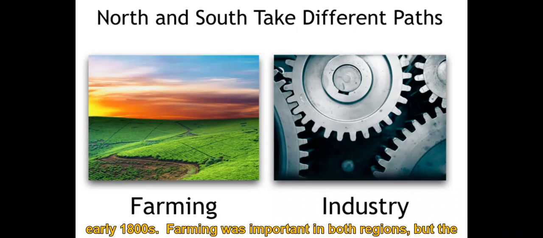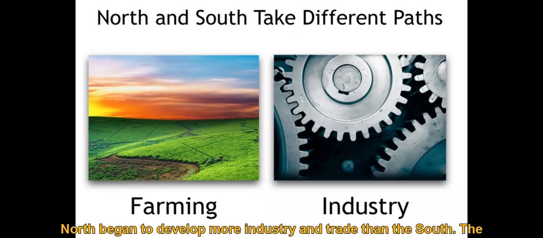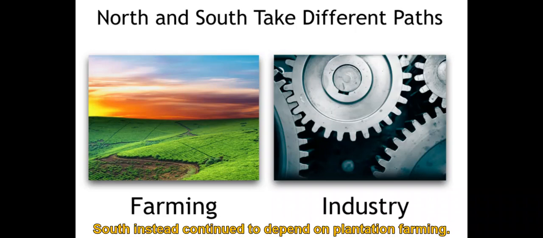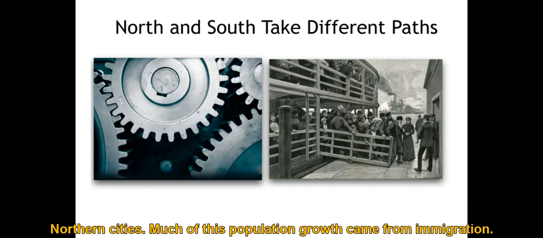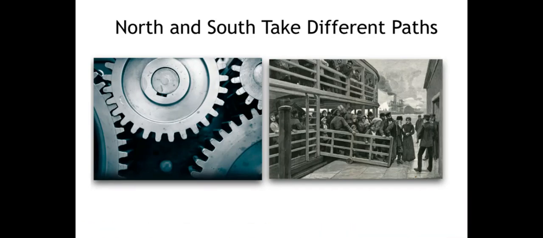Farming was important in both regions, but the North began to develop more industry and trade than the South. The South instead continued to depend on plantation farming. The growth of industry in the North led to the rapid growth of northern cities. Much of this population growth came from immigration.